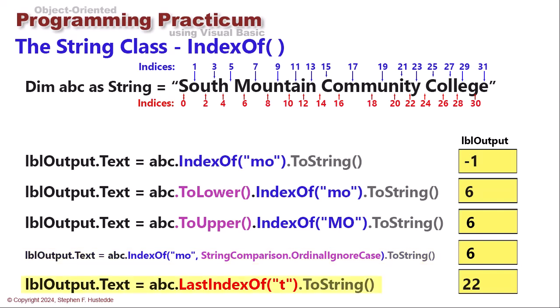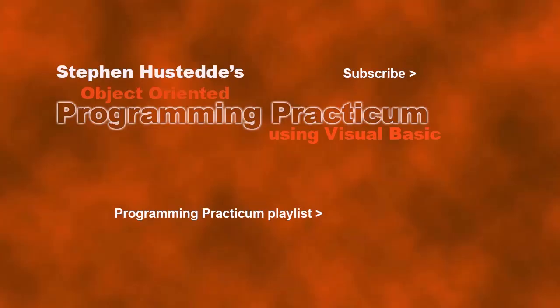And then I also want to point out there is a LastIndexOf that works kind of the same way, but here we're looking from the back end. So LBL output.text equals ABC.LastIndexOf, and I'm looking for a T, and that last location of the T, or the first location of the T from the right hand side, would be at index 22. We'll use the IndexOf along with things like Substring, which we'll look at next.